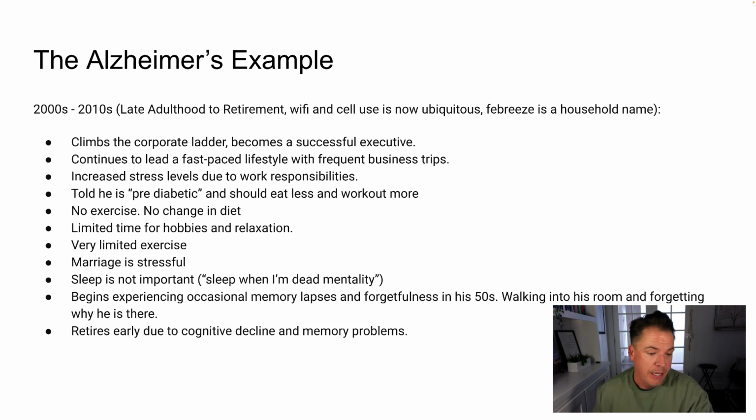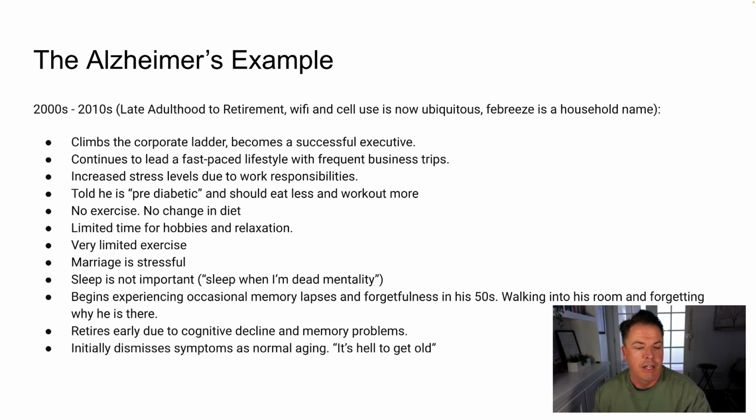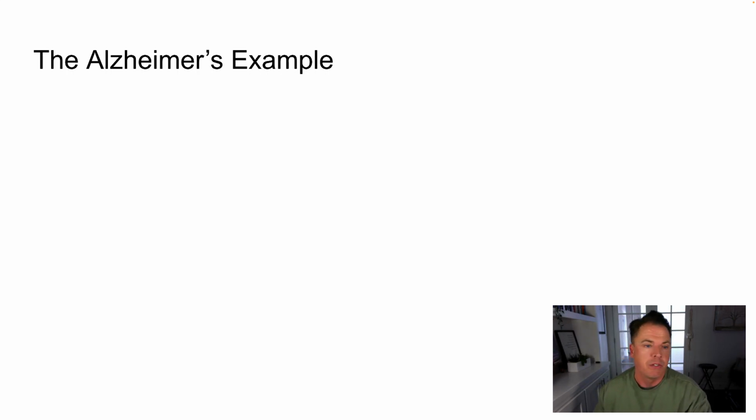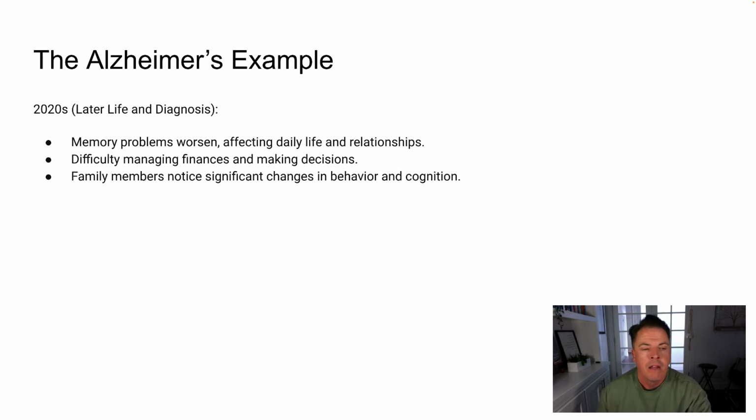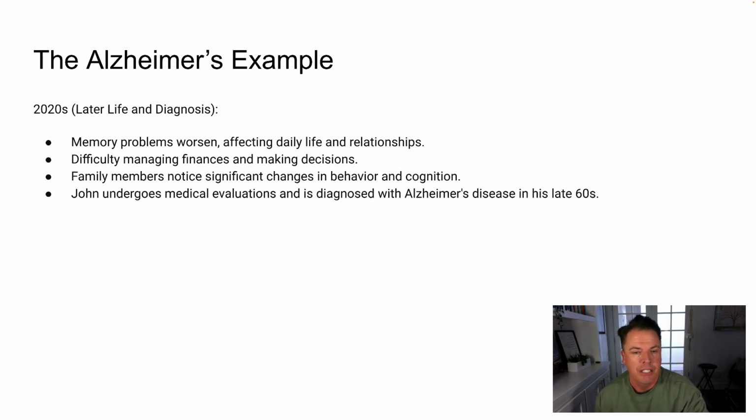And then he retires early due to cognitive decline and memory problems, and just blows it off as a normal part of aging, saying it's hell to get old. And then he continues his yearly flu shots. Now, 2020, into later life. His memory problems are worse. It's affecting his daily life and relationships. He's having difficulty managing his money. Family members are starting to notice significant changes.